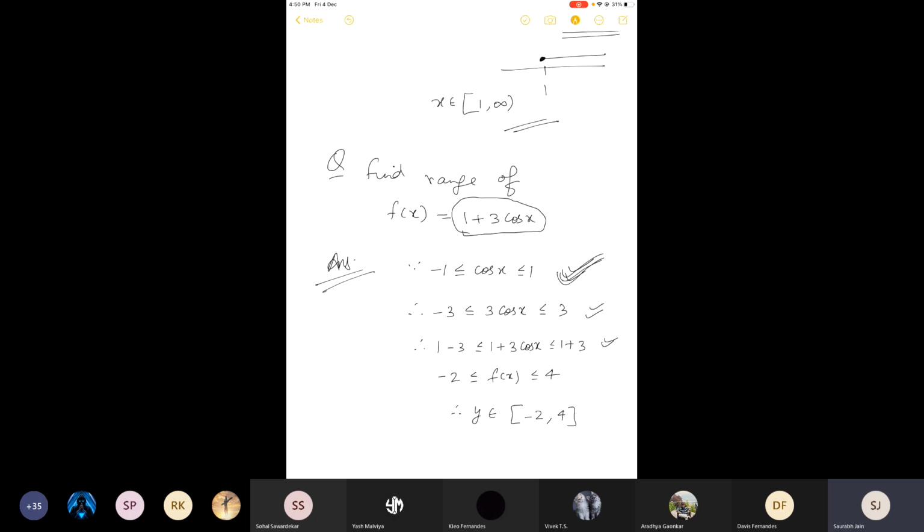This thing you already know, that cos x, its least value is minus 1 and greatest value is 1. With the help of this base function, you will create this entire expression by multiplying something, adding something, whatever is present in the question itself. So the range of this question comes out to be [-2, 4]. Any doubt in this question?